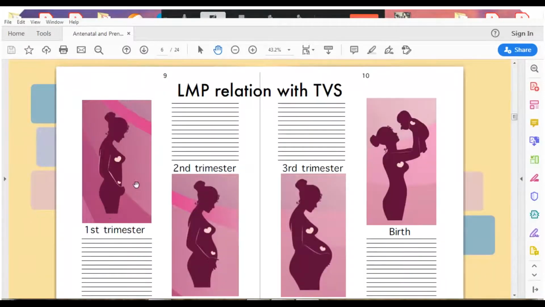in the first trimester, the ultrasound and the last menstrual period can be different from each other by 1 week. If the last menstrual period says 2 weeks and the ultrasound says 5 weeks, you have to follow the ultrasound gestational age because that is more accurate. In the second trimester, the last menstrual period and the ultrasound can be off by 2 weeks. Third trimester, they can be off by 3 weeks.